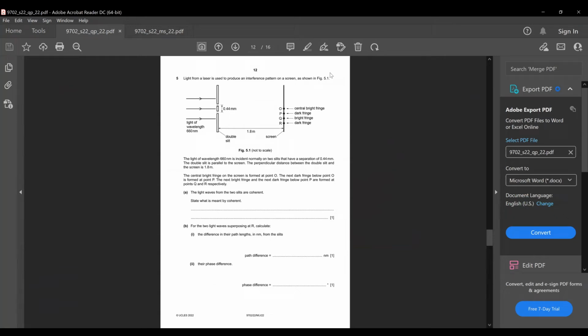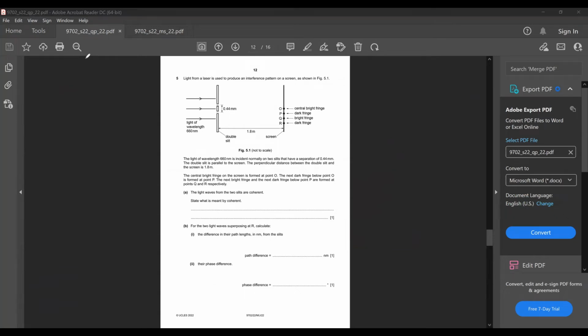Now, there's some part to your June 2022 P22 paper that I want to go through. So June 2022 P22, okay, this is variant P22. Now you look at question 5.